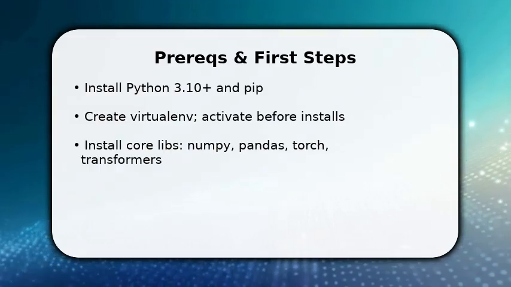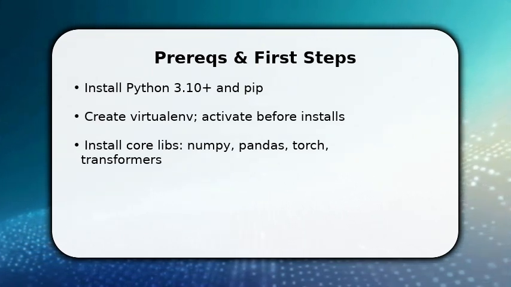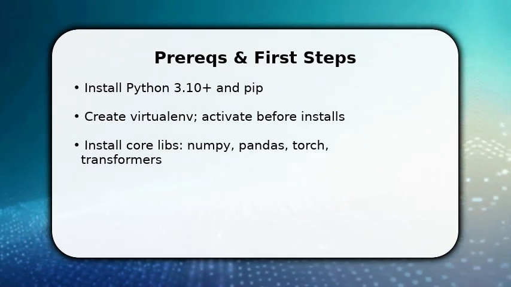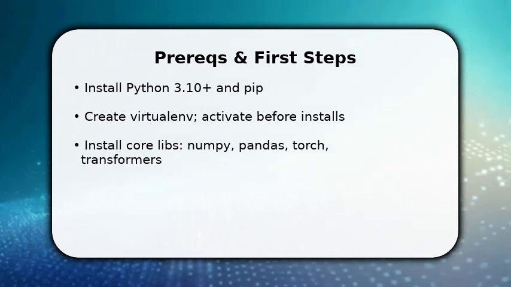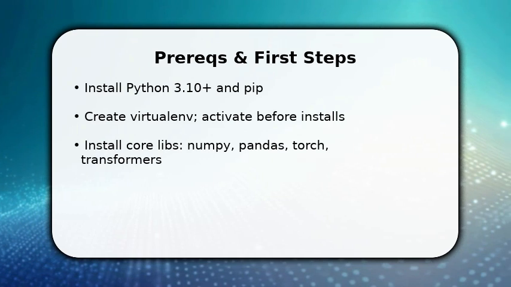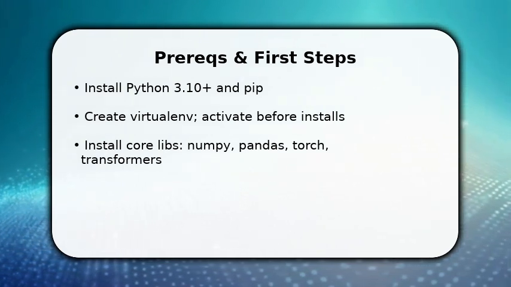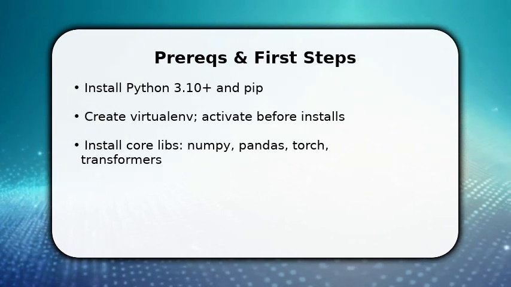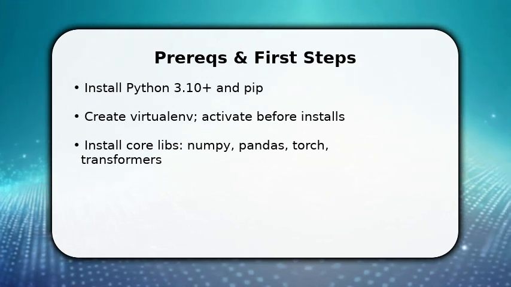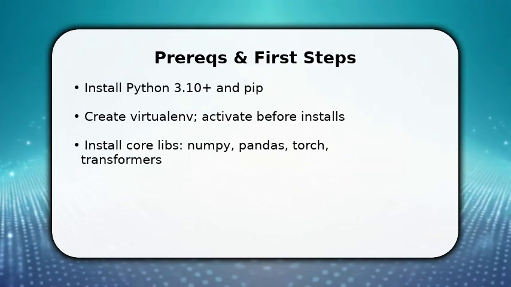You start by confirming Python 3.10 or newer and creating a virtual environment. This isolates dependencies. Once activated, pip install numpy, pandas for data work, and torch or TensorFlow plus transformers for models. Make sure to set up an API key if you'll call hosted models and store it in an environment variable. Run a quick import test script to verify versions and device availability. This first check prevents wasted time later and gets you coding immediately.